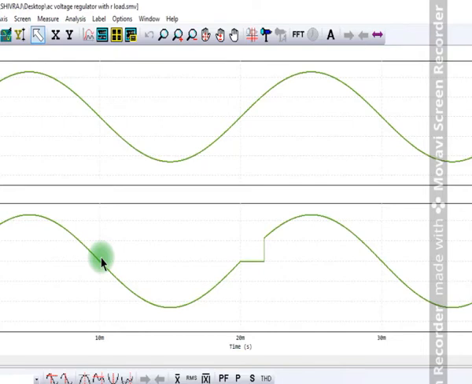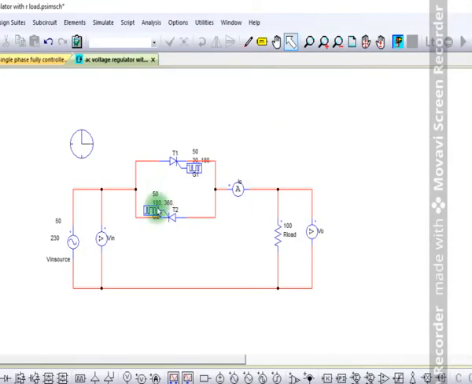But during the negative half cycle, the thyristor T2 will be conducting. During that we have not given any gate firing angle to thyristor 2, because we have given a conduction angle from 180 to 360 degree. So therefore no gate pulse has been given to this particular thyristor 2.